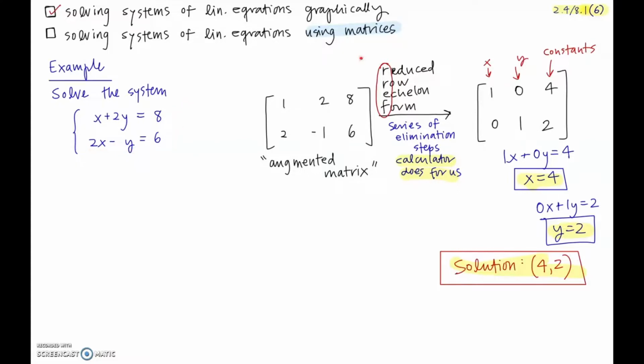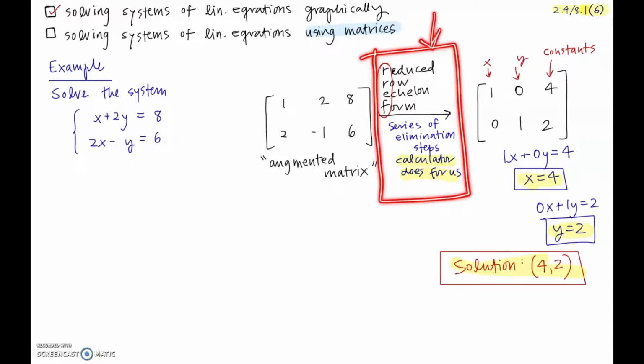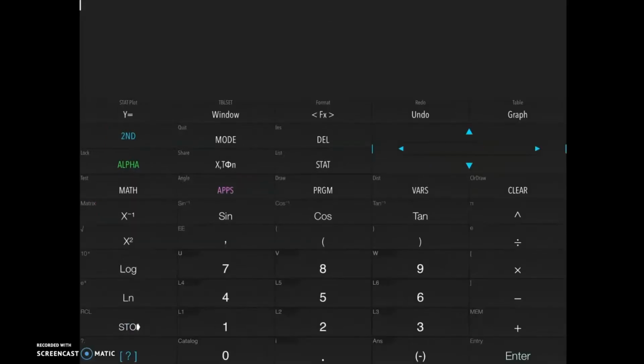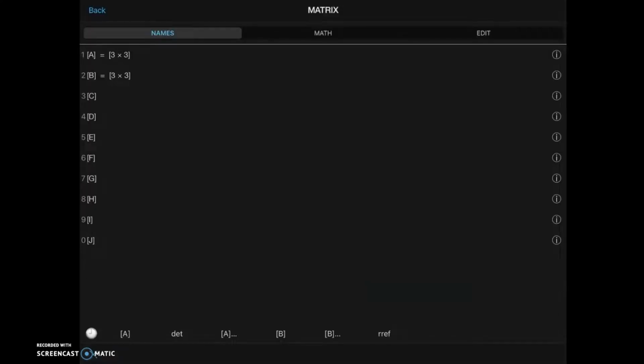So now let's go back and I'll show you exactly how on a TI to do these steps. This is similar to what your TI calculator will look like. This little matrix button is a second button. So we'll hit second matrix, and that's going to give us a certain menu. I have names, math, and edit. Those are my 3 different menus. I'm going to go to edit.